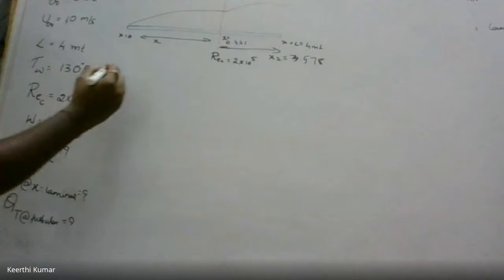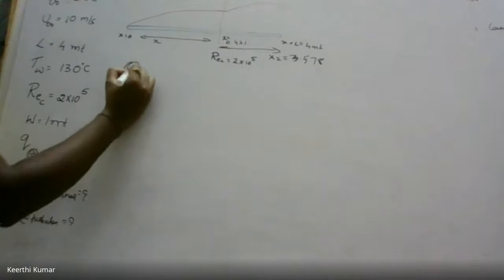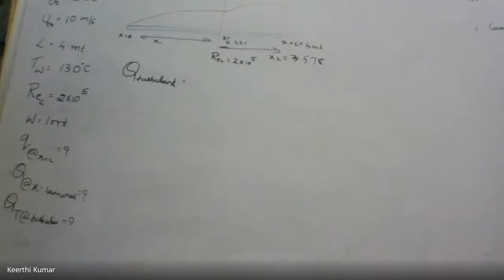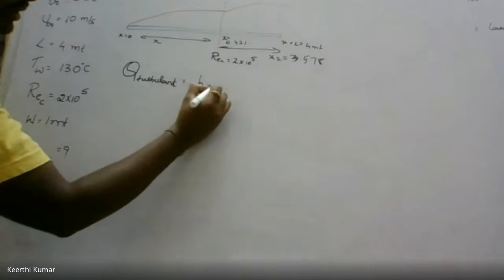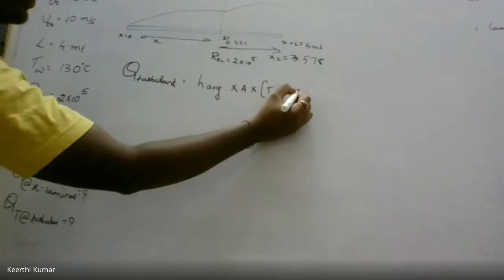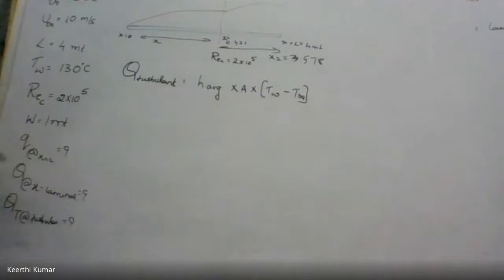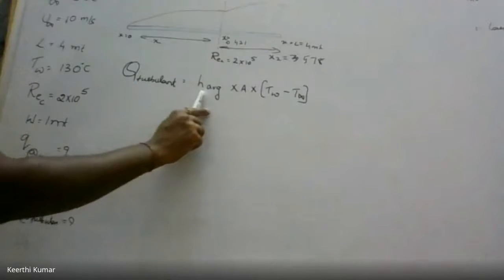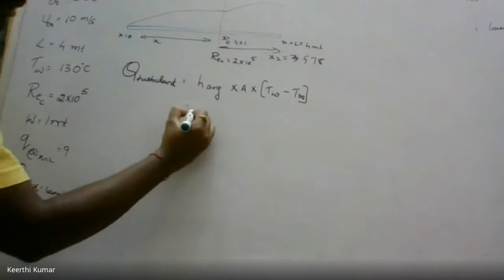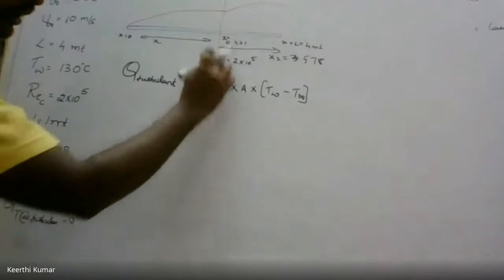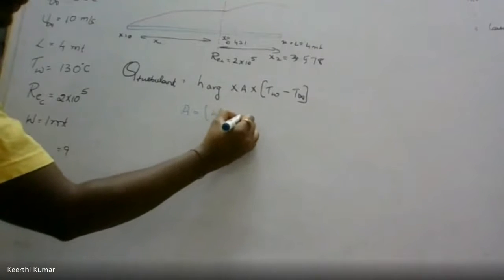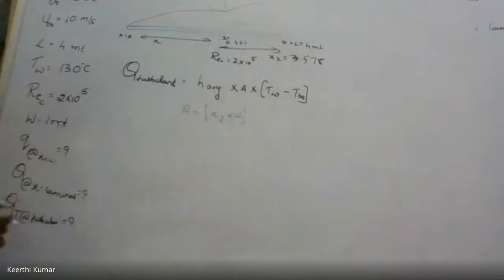Okay, so now I'll write the formula for Q. What is Q for turbulent? Again, the formula remains the same. Q for turbulent is h average into area into T wall minus T infinity. This is the standard formula for Q, either it will be laminar or turbulent. But there will be a change in h average and area. First, I'll write area. So what is the area? Can you tell? Area is the length which is left out. That is x2, I denoted it as x2 into W. This is the area where turbulent region is taking place on the plate.